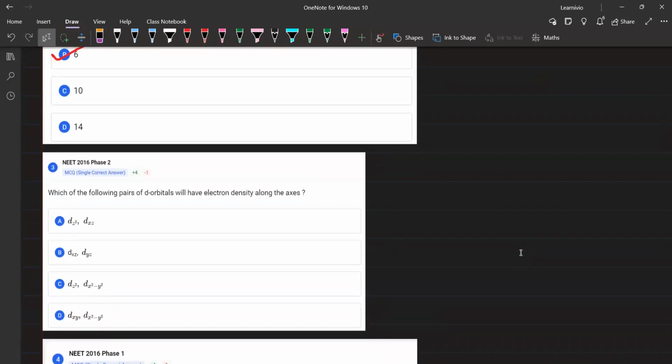Which of the following pairs of d orbitals will have electron density along the axis? So d orbitals are divided into axial and non-axial parts. This is also applied in coordination compounds, crystal field theory. If you remember something regarding crystal field theory in an octahedral field, then you may be able to answer this part. The d orbitals that have electron density along the axis. Let's try this.